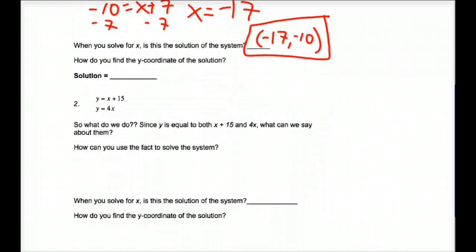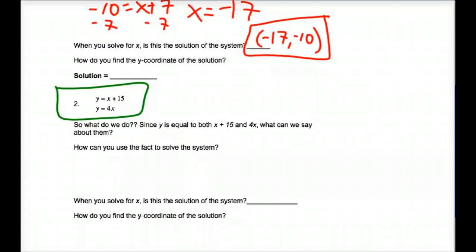All right. Problem number 2. Maeve, read problem number 2, the equations from left to right. Or read it off your paper if you can't see it. I can't see it real well either. Y equals x plus 15. Y equals 4x. Okay. What does y equal? 4x. And x plus 15, right?